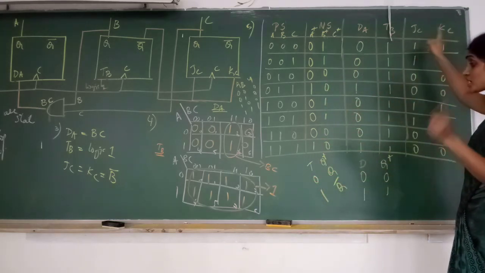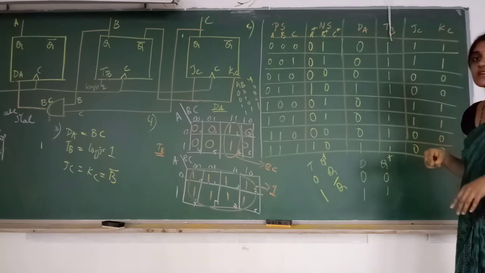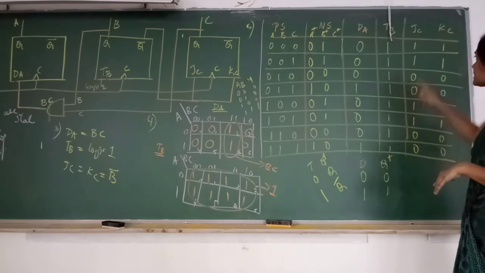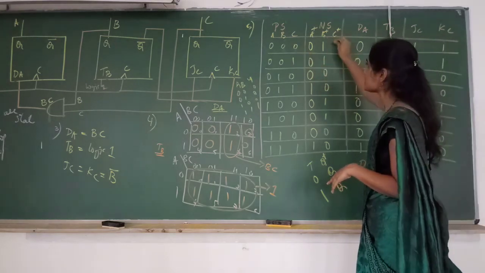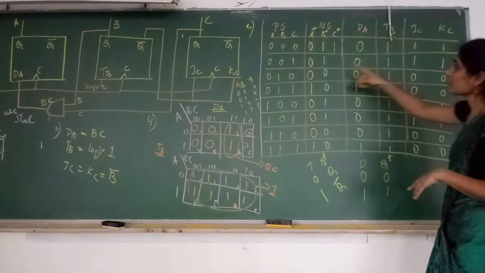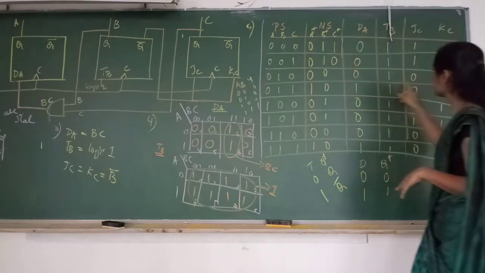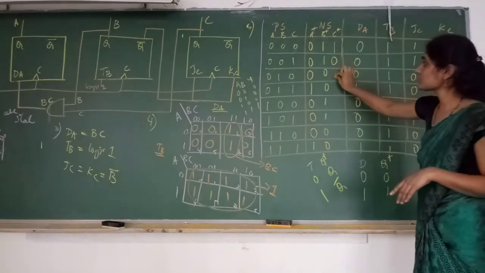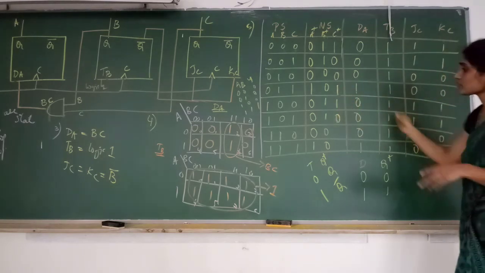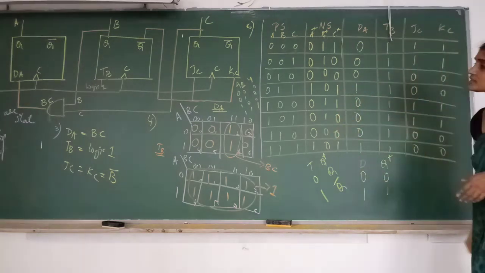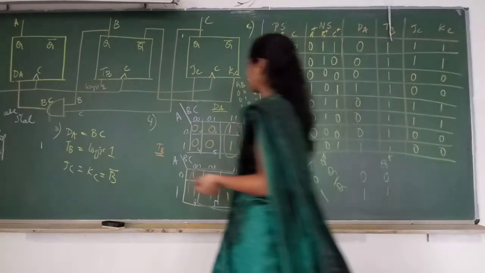Third flip-flop is what? JK flip-flop. Remember the JK flip-flop function table and fill C plus. 1, 1: complement of previous state. What is the previous state? 0. Complement, so 1. 1, 1: complement of previous state. So it is 0. 0, 0: same as previous state. So 1, 1: complement of previous state. 0, 0: same as previous state. So now this is the excitation table.